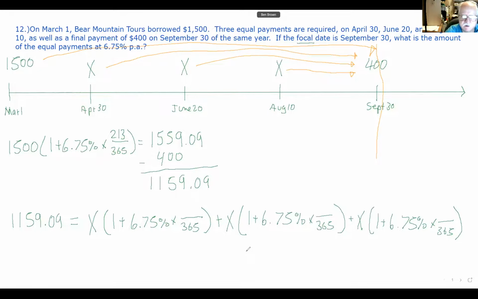Let's make a note of the dates we're looking at. March 1st, April 30th, June 20th, August 10th, and September 30th. Okay, so let's find the calculator now.